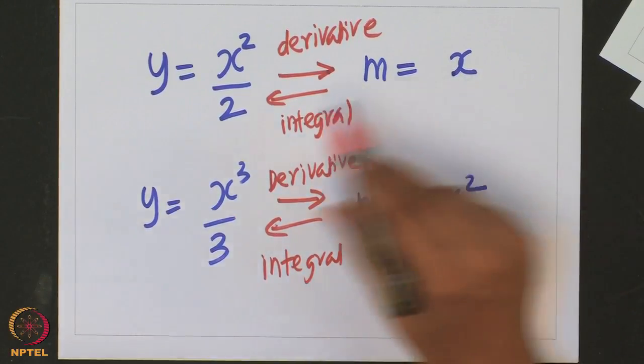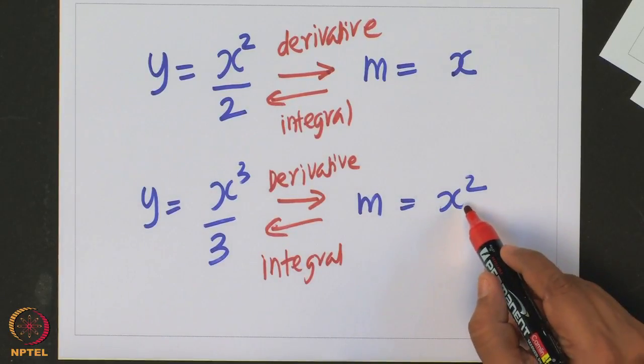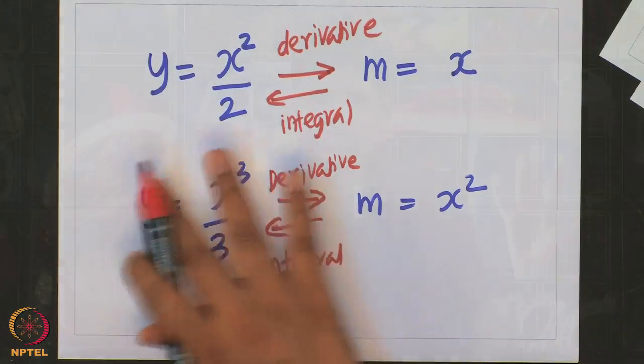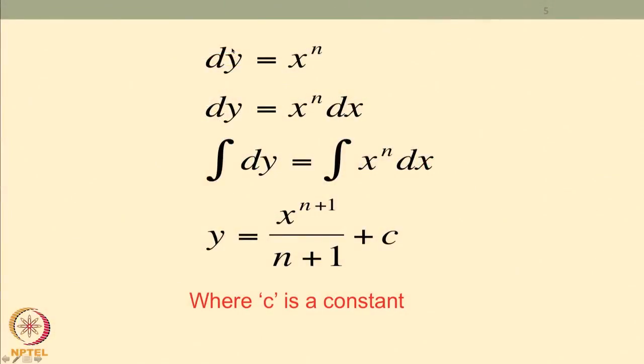So if I integrate x, I should get x square divided by 2. If I integrate x square, I should get x cube divided by 3. So since we already know the derivative of a function, we can think of the inverse, the antiderivative, as the integral. Therefore this rule will emerge that if y is equal to x power n in general, dy, if we have dy by dx as x power n. So there is a mistake here, it should be read as dy by dx is x power n.